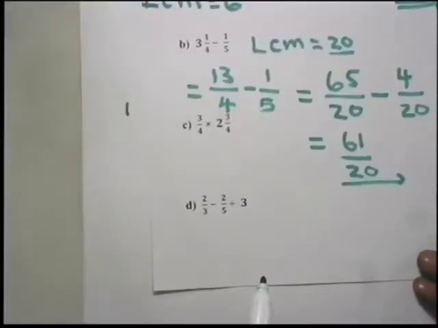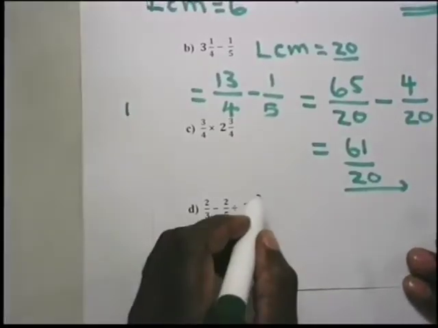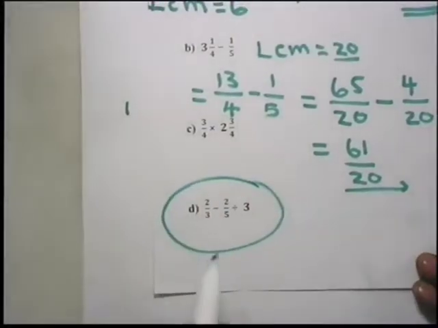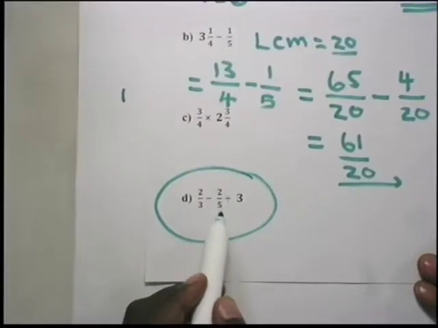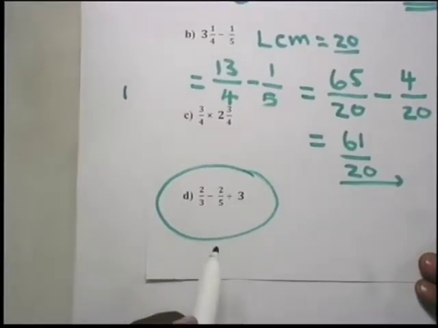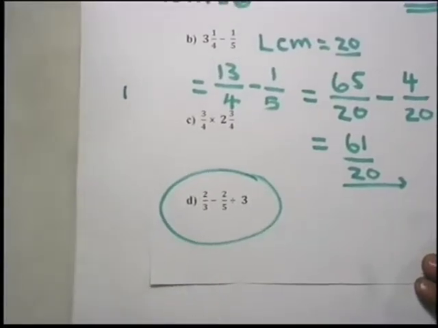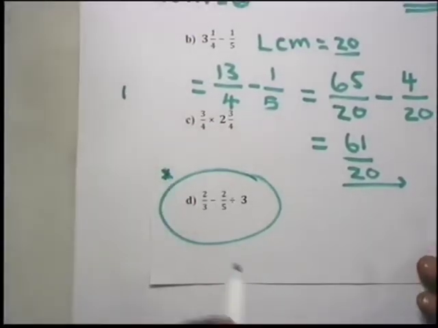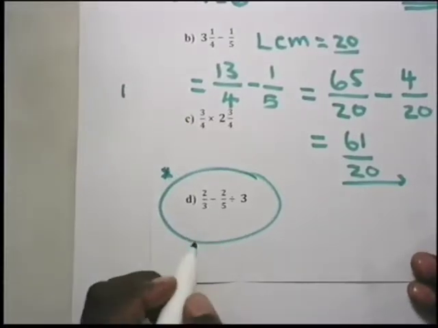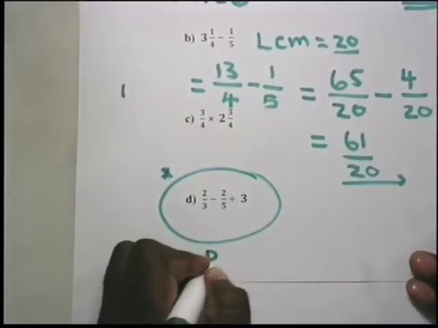On your screen, you will see the last question there, where we have this part D. We have 2 over 3 minus 2 over 5 divided by 3. Now I would want you to do this question on your own, but when doing this, we should think about something called BODMAS.